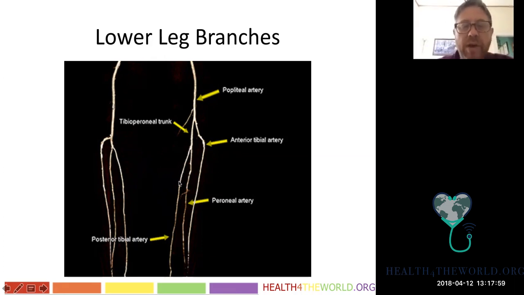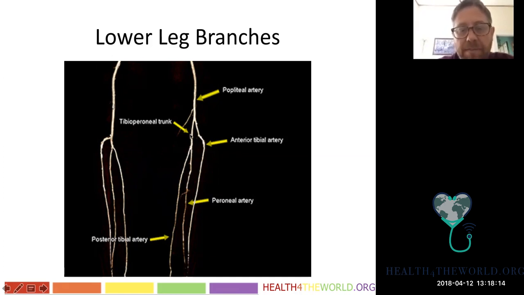The TP trunk will continue straight down into the peroneal artery, also called the fibular artery, and give off the posterior tibial artery. So the way I remember this is that the anterior tibial artery has to come out first because it has to go through the interosseous membrane. I'll show you a picture of that in a minute. And that's going to get into the anterior compartment of the calf, or the lower leg, rather.